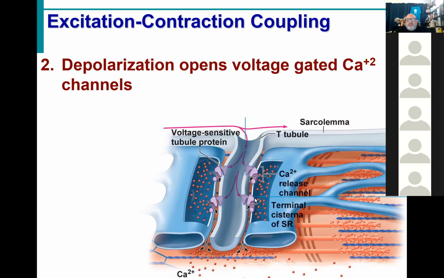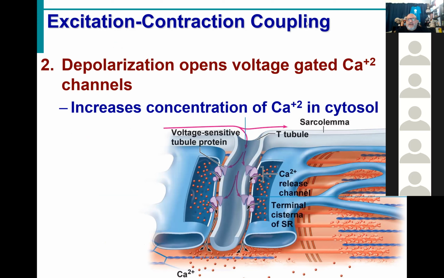That depolarization opens our voltage-gated calcium channels, and we get our jailbreak. All of that calcium is able to escape from inside of the sarcoplasmic reticulum and come out to interact with our myofibril.